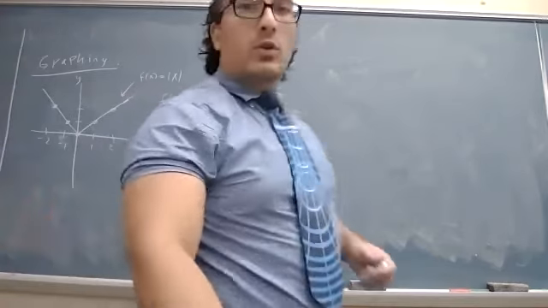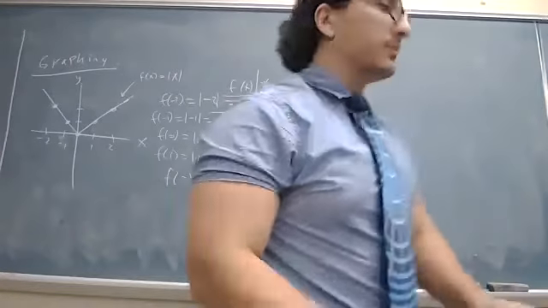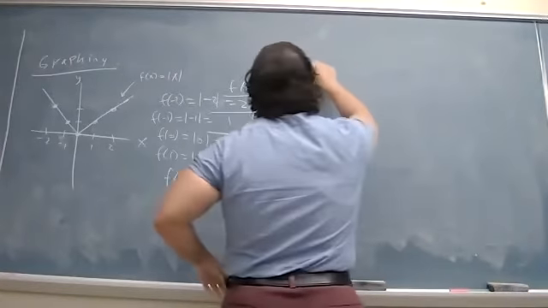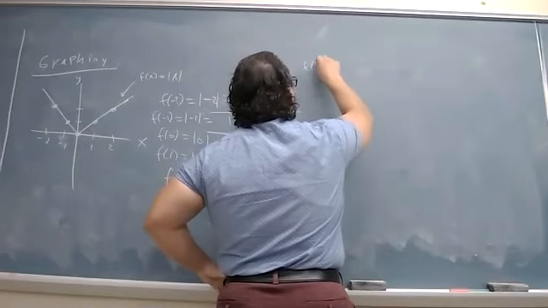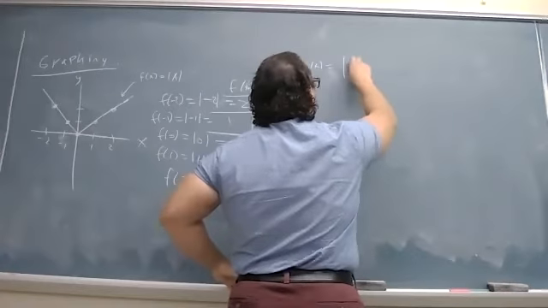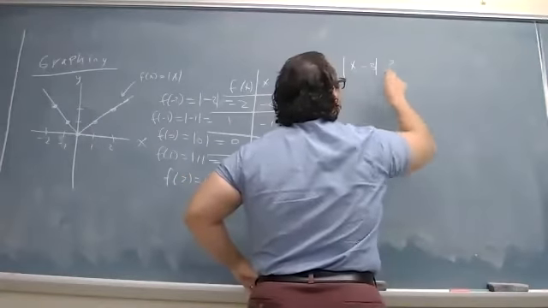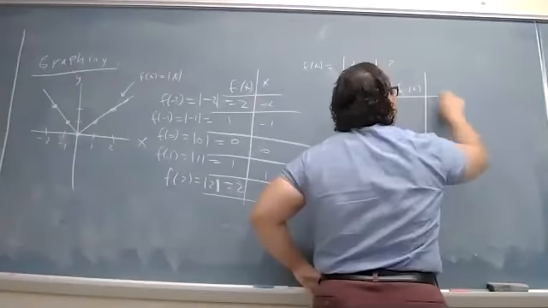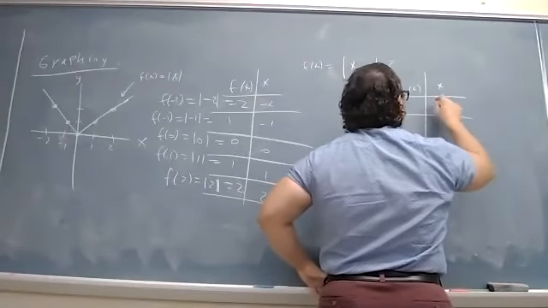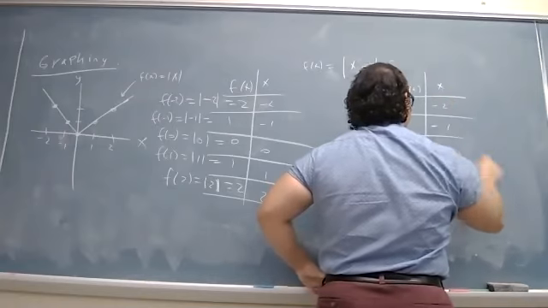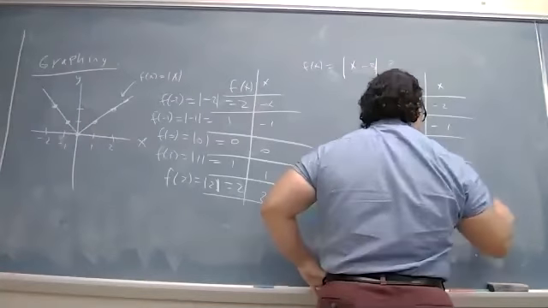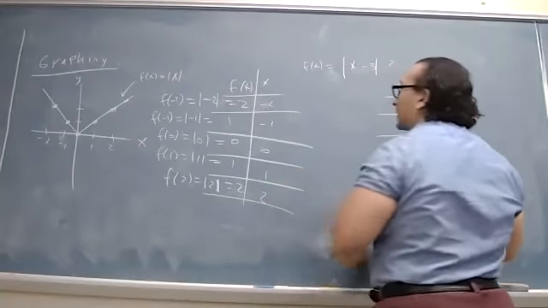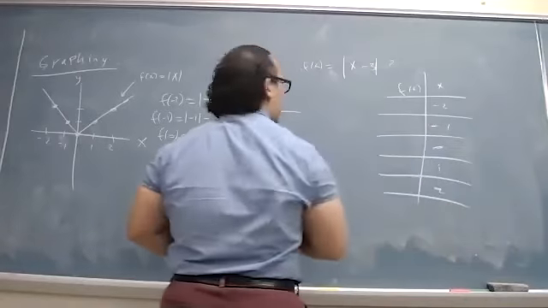So, what about something like this? What does f of x is equal to the absolute value of x minus 3 look like? Again, you can create an f of x table, pick some values, symmetrical values about the origin, okay? And then we'll tabulate the results and then graph.